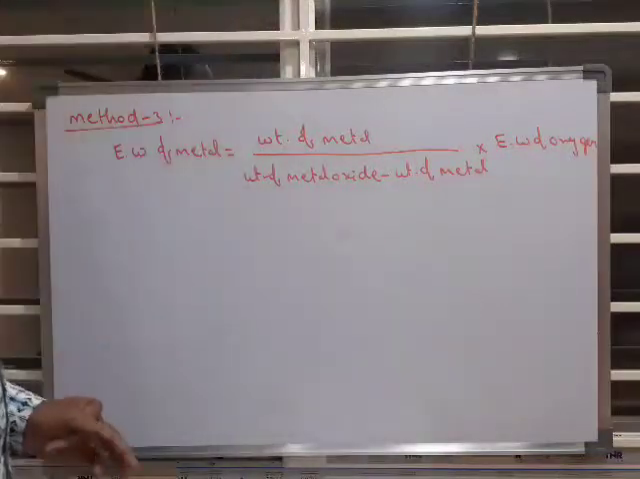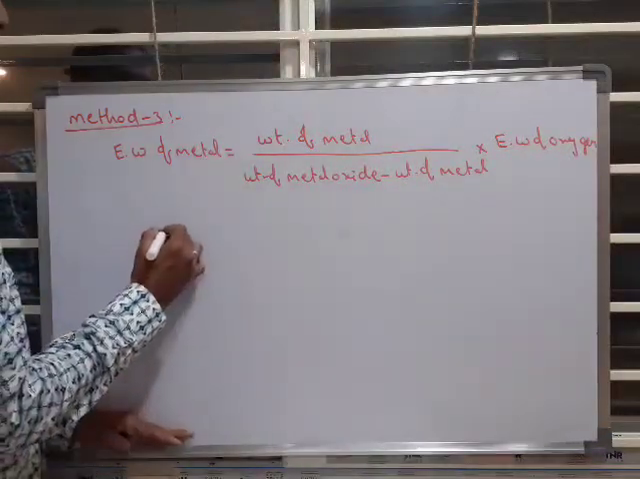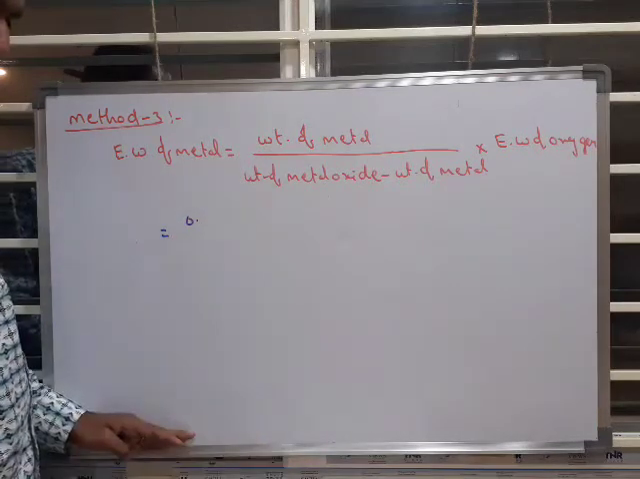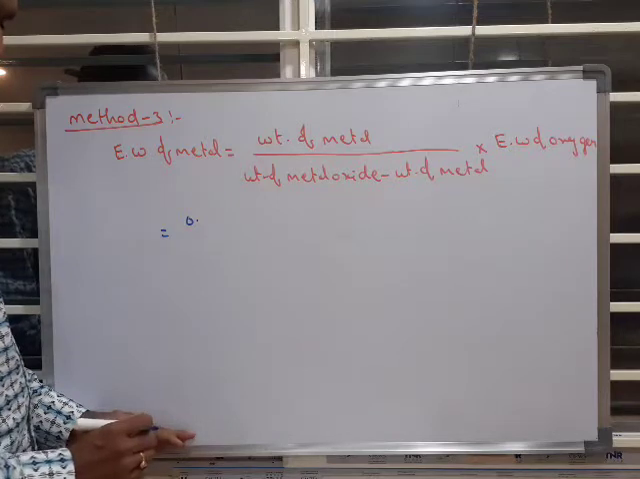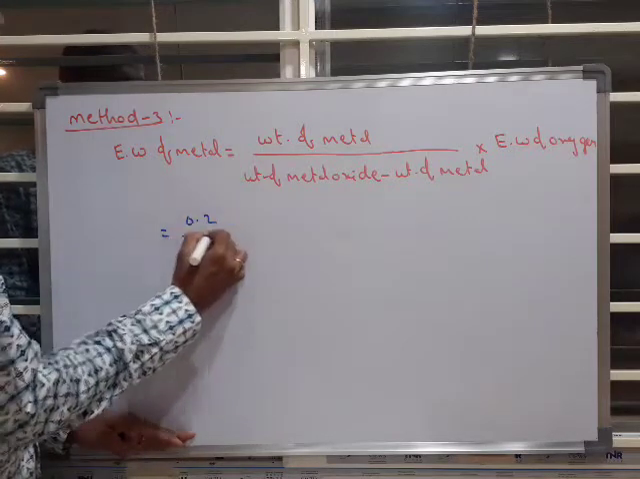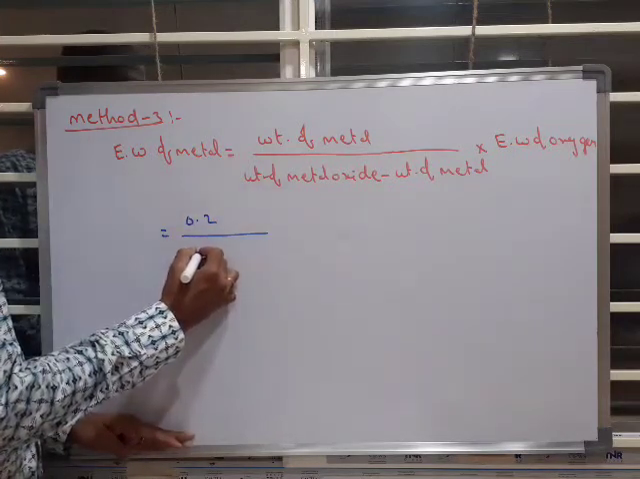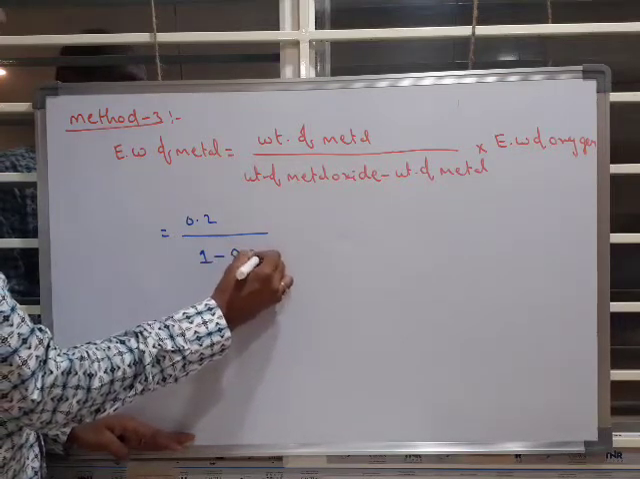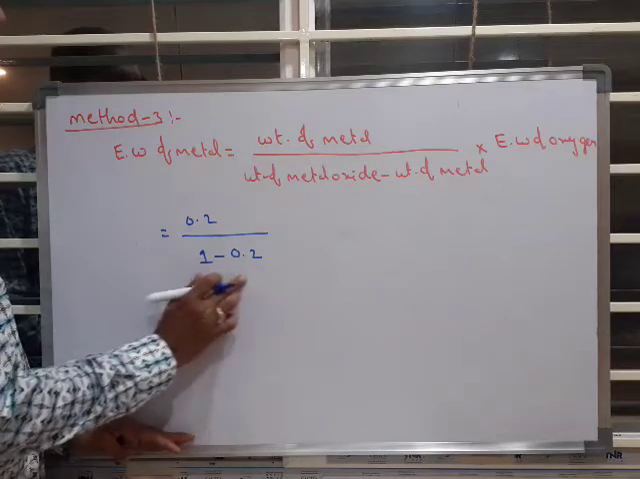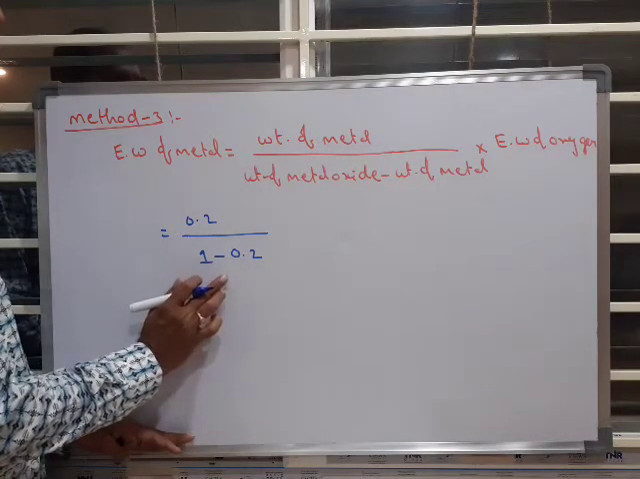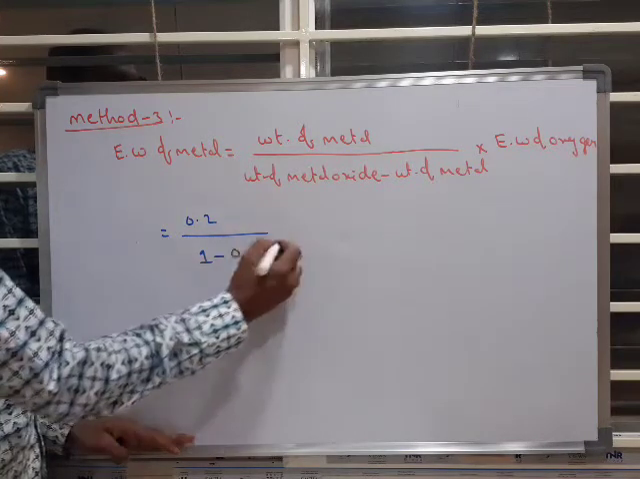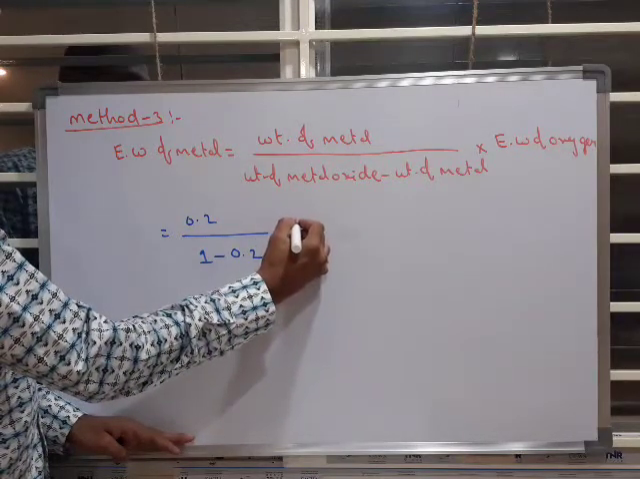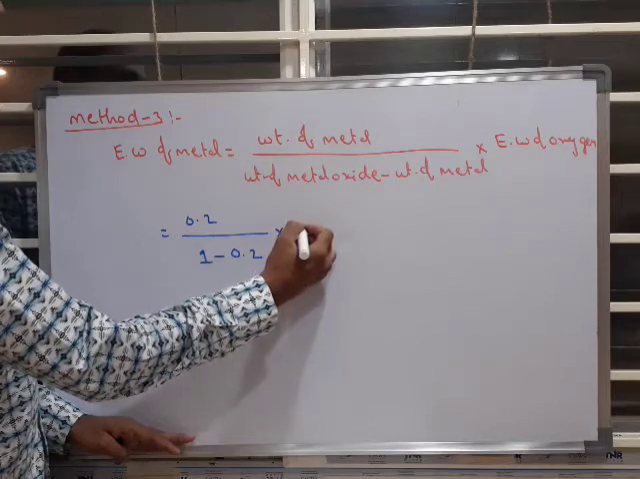Okay, so what is the weight of metal? Metal weight is given as 0.2. Okay, what is the metal oxide? Metal oxide is given as 1. What is the weight of metal again? 0.2. Means in the place of here we can write the weight of oxygen. What is the equivalent weight of oxygen?